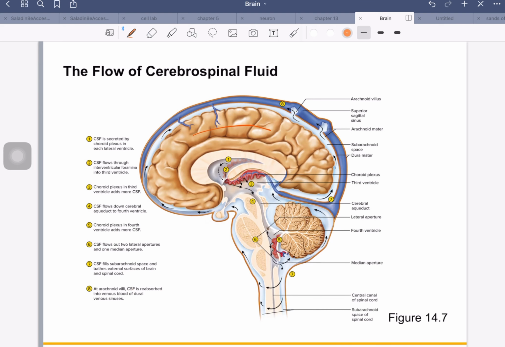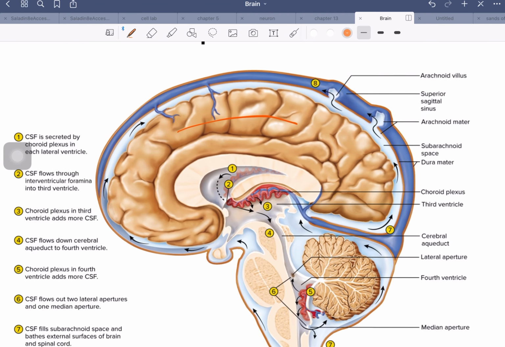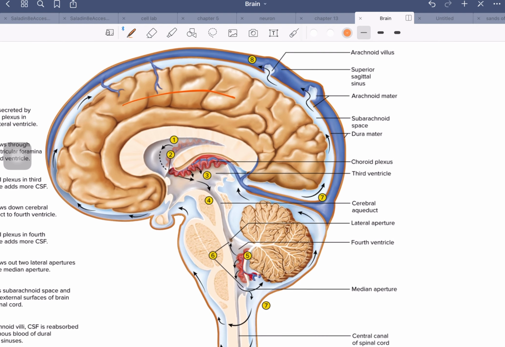We can see here on the diagram, this is a side view. You can see the basic flow is that here's the lateral ventricle. You can see here the choroid plexus. CSF is made. It flows down into the third ventricle. From the third down to the cerebral aqueduct. You can see this is the fourth ventricle. And also we have some choroid plexus here too. And you can see where it's located. The fourth ventricle is between the brain stem and the cerebellum right there.